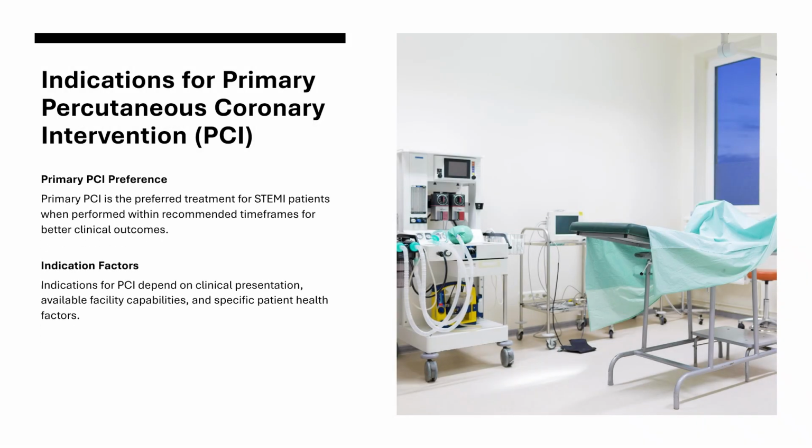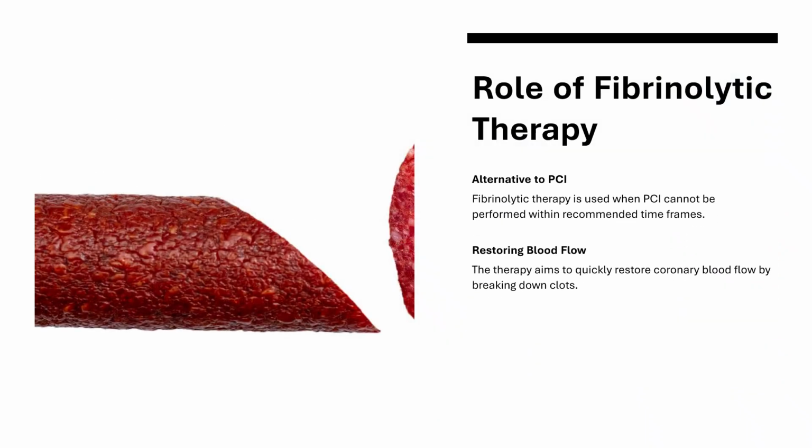Indications for primary PCI. Primary PCI is the preferred treatment for ST elevation MI patients when performed within recommended timeframes for better clinical outcomes. Indication factors for PCI depend on clinical presentation, available facility capabilities, and specific patient health factors. Then the role of fibrinolytic therapy. Fibrinolysis is an alternative when PCI is unavailable, within guideline recommended time windows, aiming to dissolve clots and restore coronary blood flow properly.